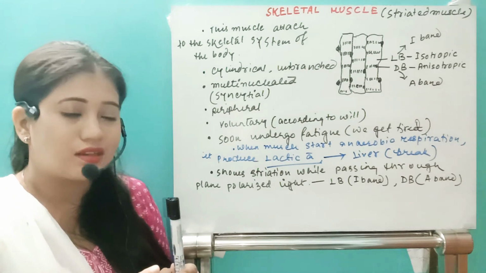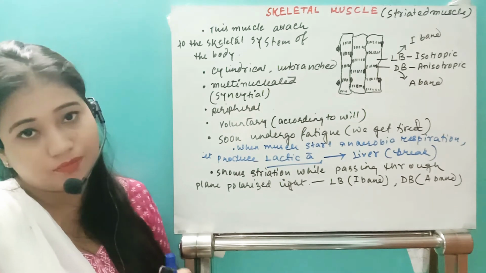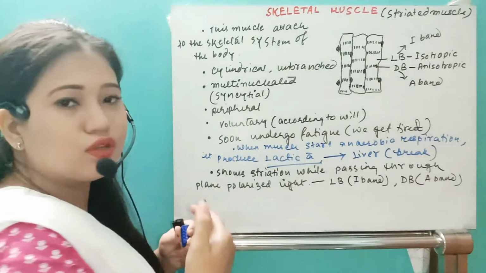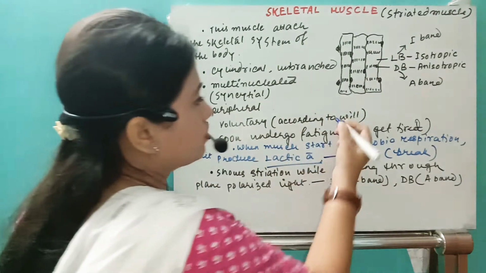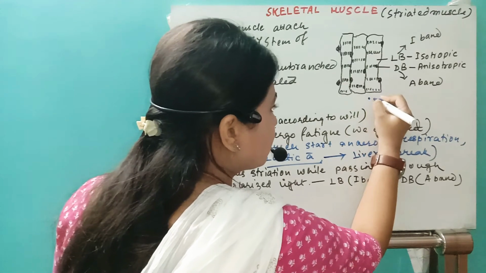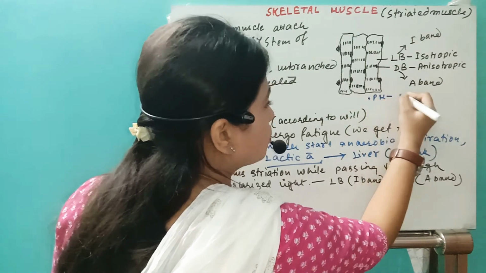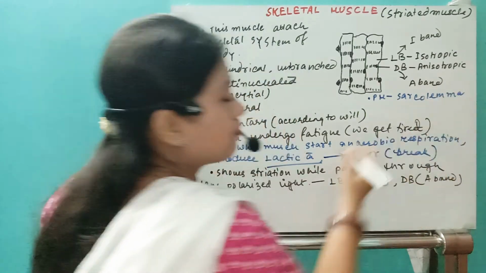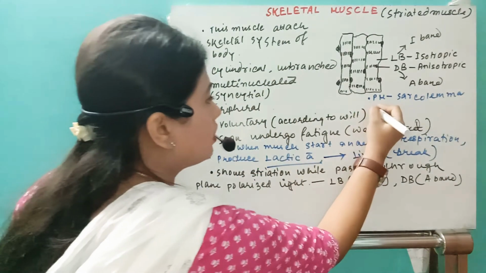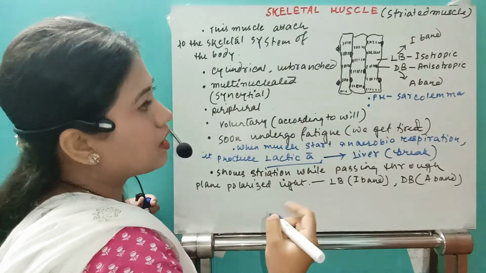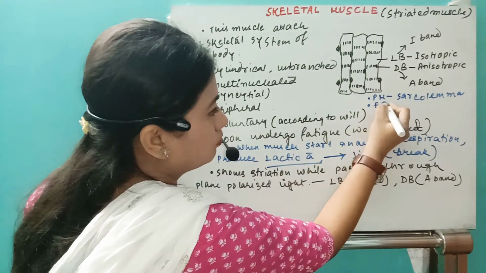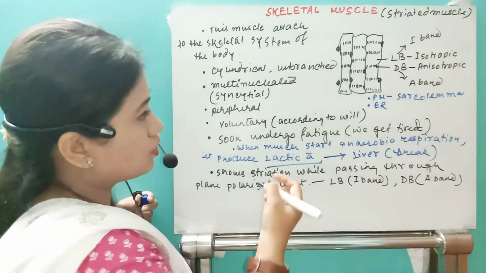We are using another term. What is that? Sarcolemma. Okay. So one thing you need to know is that we are going to use some terms in the case of this muscle: this plasma membrane is known as sarcolemma. Right? Got it?